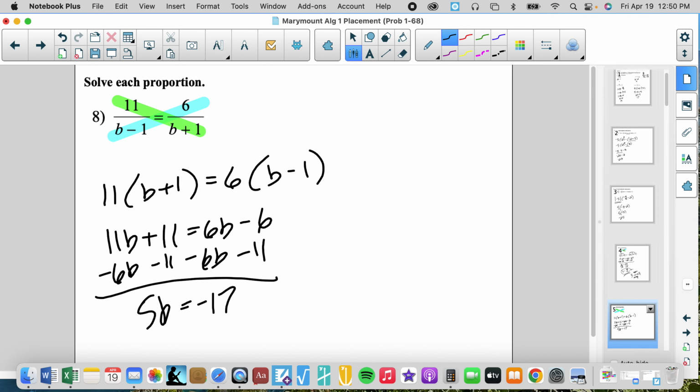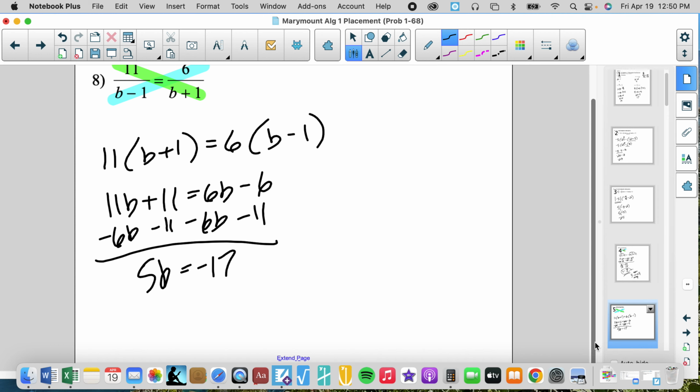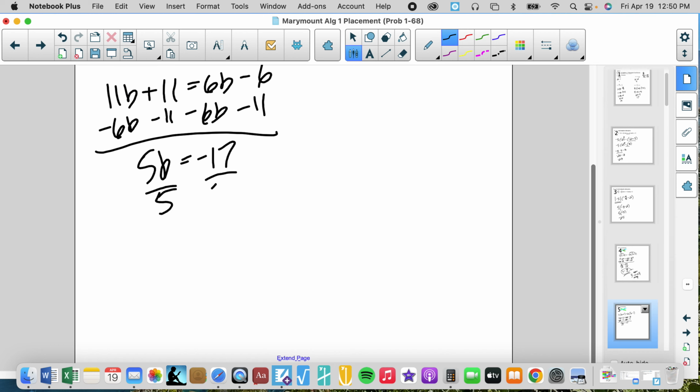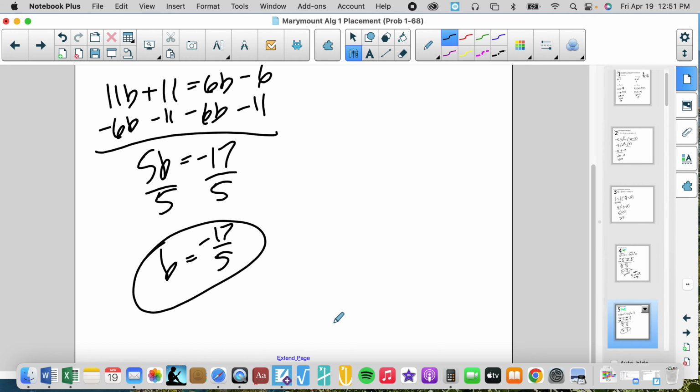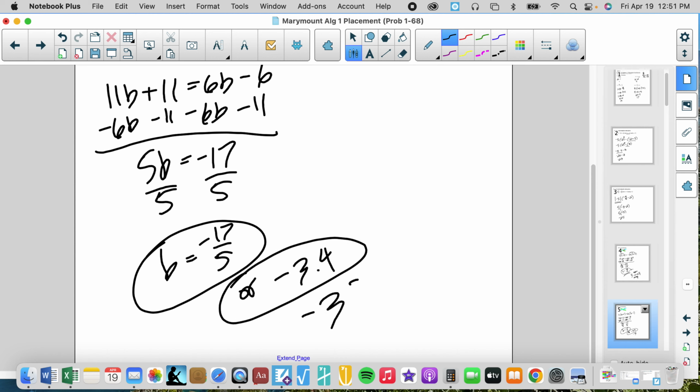Another ugly answer. Come on. Divide by 5, divide by 5. B equals negative 17/5, which should be a suitable answer. Now, 17 divided by 5 at least gives you a terminating decimal. And so we could say, okay, negative 3.4 is okay, or negative 3 2/5 is an okay answer.